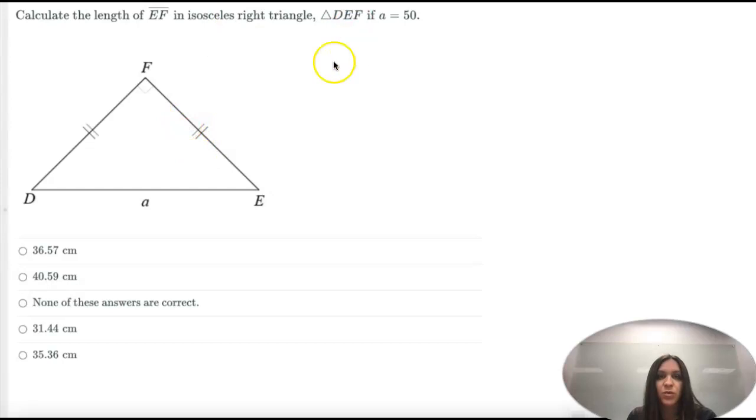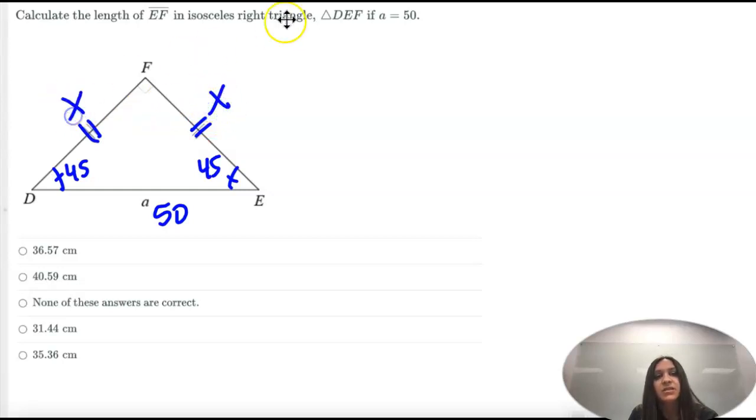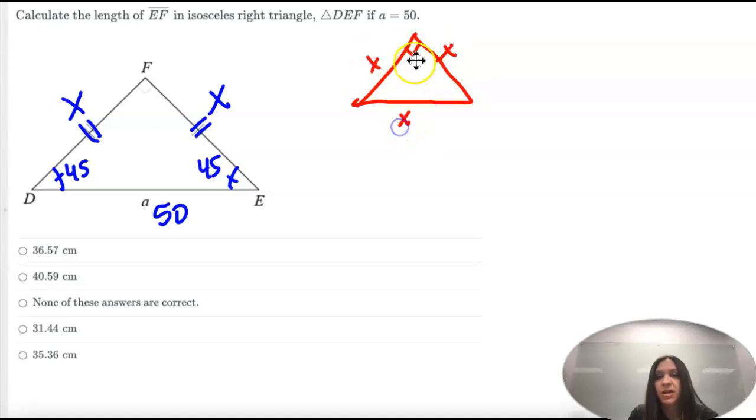Okay, I'm going to do one more. It's a 45, 45, 90 because these are the same. And so these must be the same. These are 45. If A is 50, we need to find the side lengths. So again, I'm going to make an equation, right? Our general triangle shows that if these are x, the hypotenuse is x times the square root of 2.